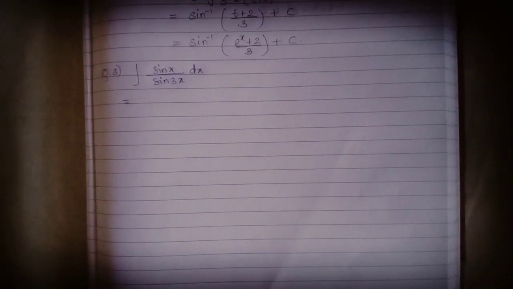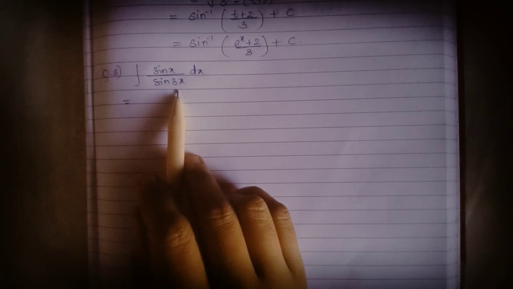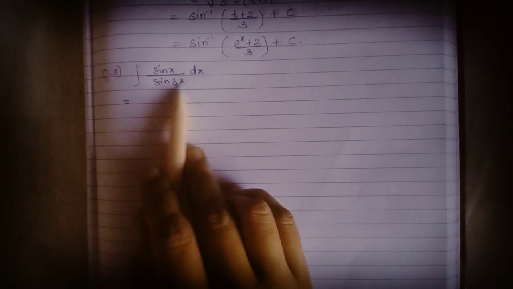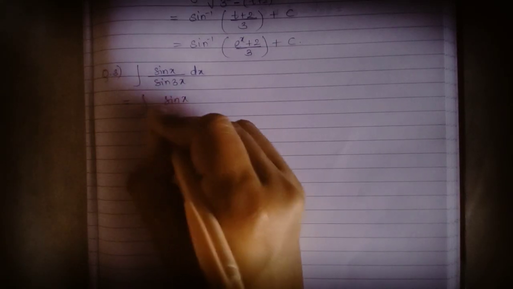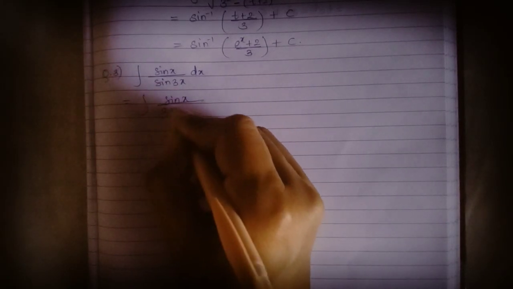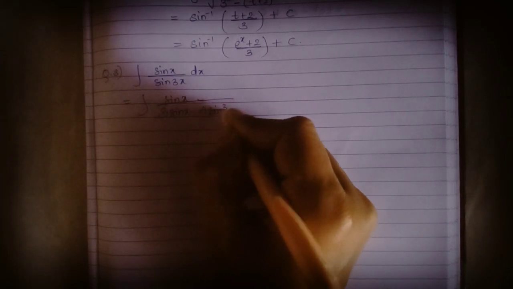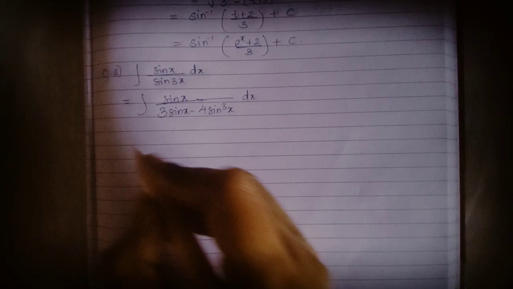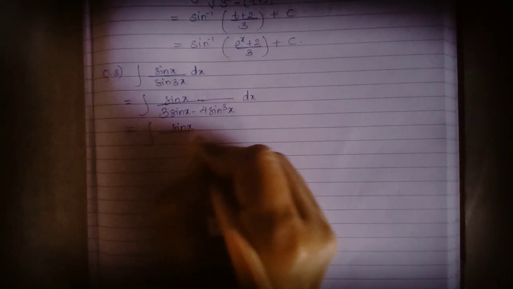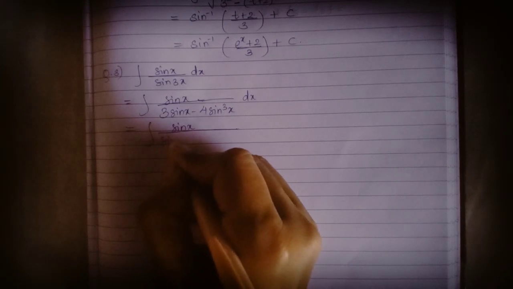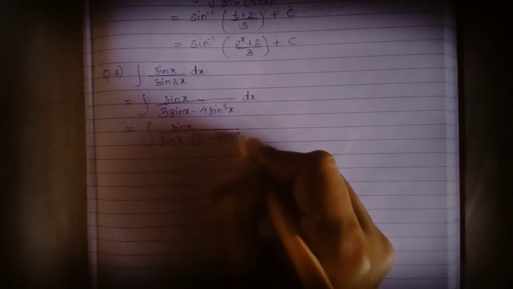Let's solve this. So it is given sin x upon sin 3x. So here you have to use the trigonometric identity, okay, which is sine 3x is equal to 3 sine x minus 4 sine cube x dx. Okay, so taking sin x common from the denominator, you will get 3 minus 4 sine square x.